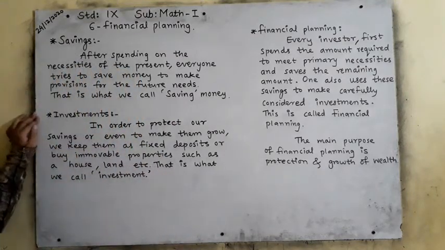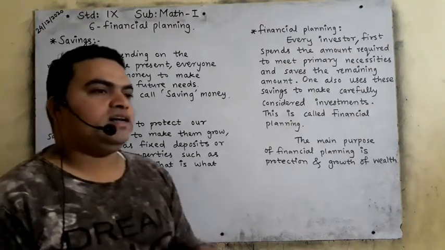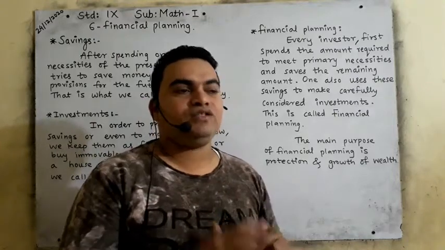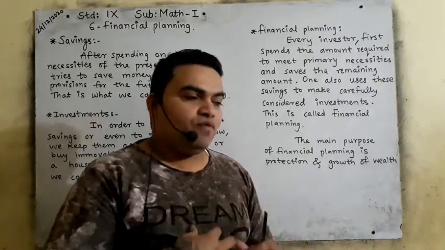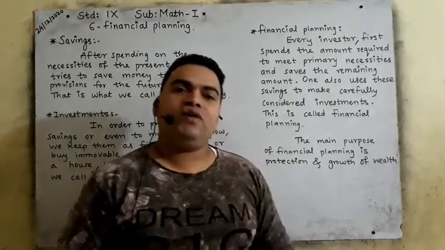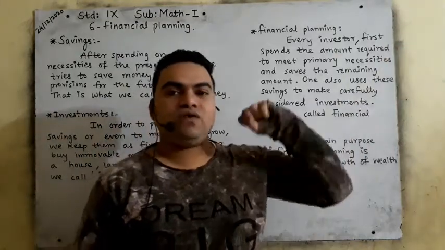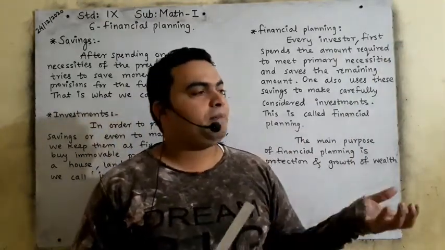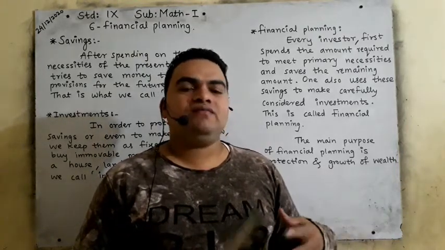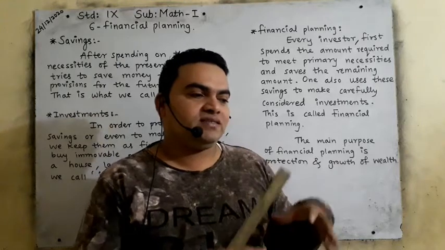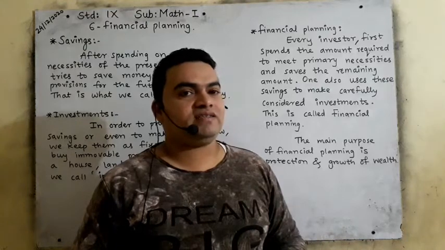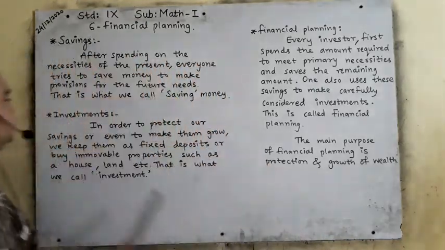Now we will see what is investments. In order to protect our savings, or if we want our savings to grow, what we do is some investments. Where do we do investments? We buy some flats or some lands or some vehicles or gold, right? So we buy and we keep it, we invest some money on these things, so that we are protecting our savings. This is called investments. So please pay attention here.